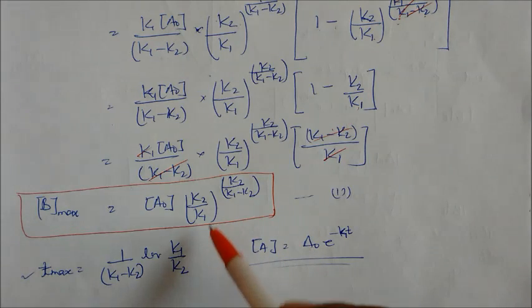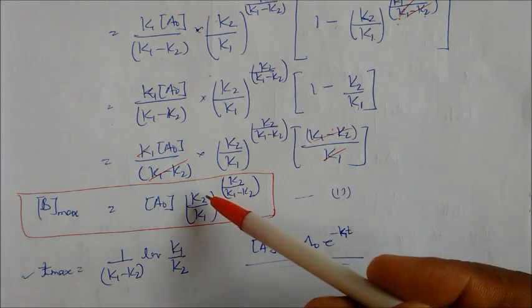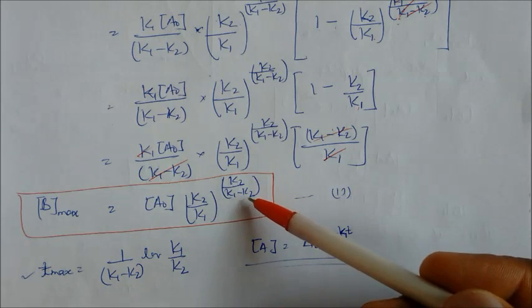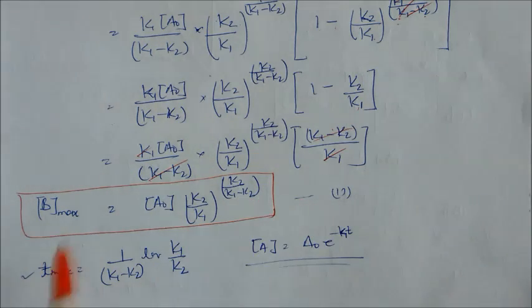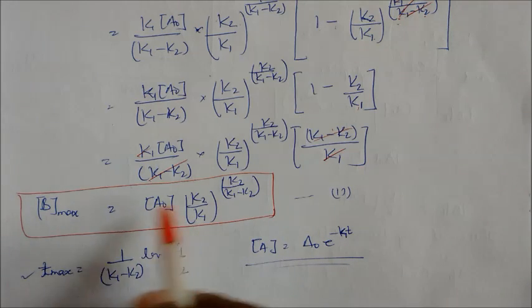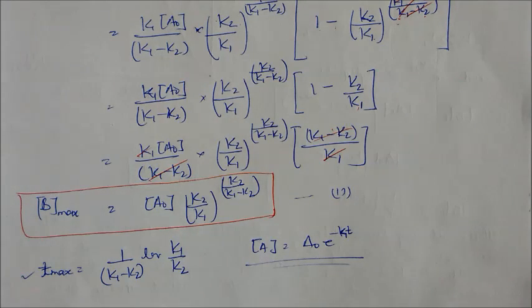So this is nothing but the ratio k2 by k1 to the power k2 divided by k1 minus k2, in which k1 is greater than k2. And t max we already calculated, that is 1 by k1 minus k2 of natural logarithm k1 by k2. And a we know is a naught into e to the power minus k1 into t. So three values we have to remember for the calculation of the problem.